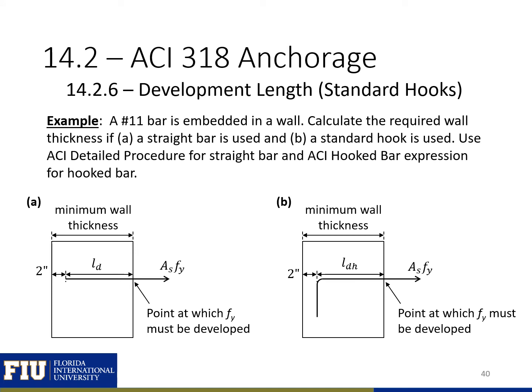On the next couple slides, we're going to go through an example where we have a number 11 bar embedded in the wall. And what we want to do is calculate the minimum required wall thickness if we use a straight bar and if we use a standard hook, where we calculate the straight bar development using the ACI detailed procedure and the hooked bar using the ACI hooked bar expressions. We need to make sure that we can develop Fy right at the edge of the wall.